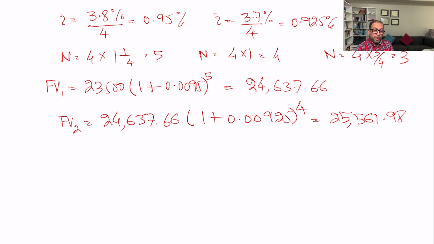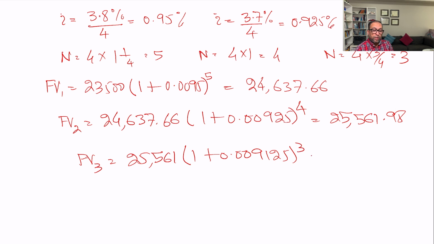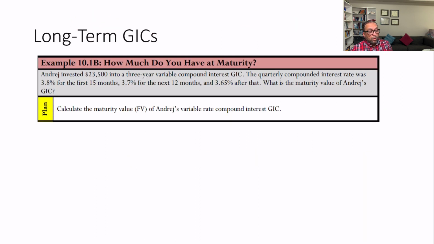25,561.98, and then we can calculate future value number 3, which is 25,561 into 1 plus 0.009125 exponential 3, and finally we get it like 26,268.15. So the question is saying, what is the maturity value of the GIC? That's the maturity value, 26,268.15.